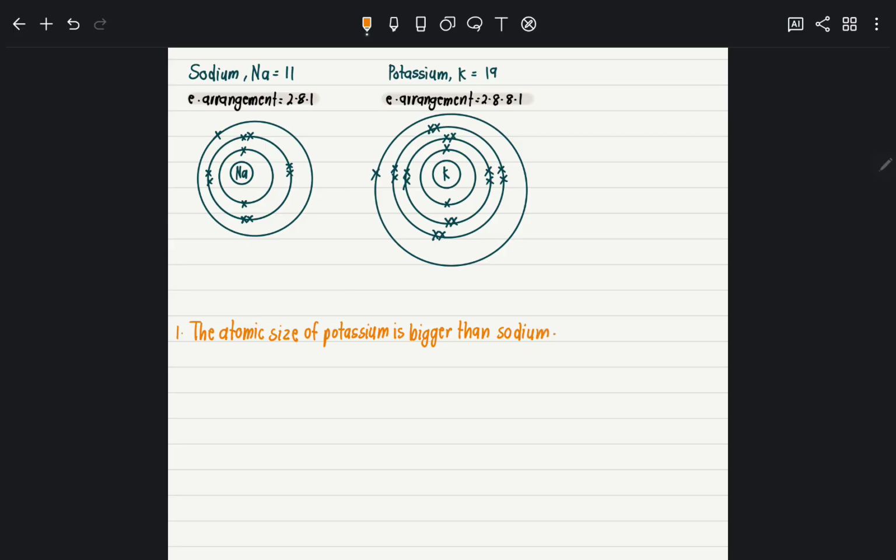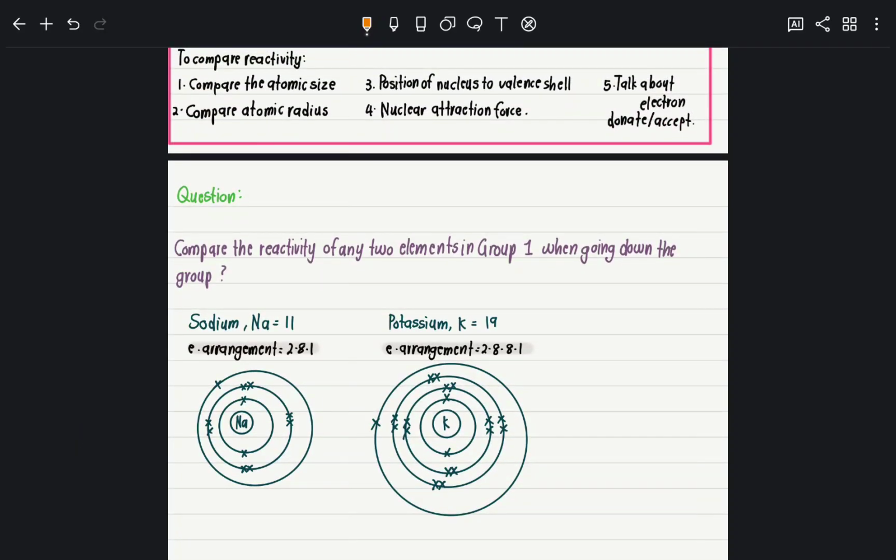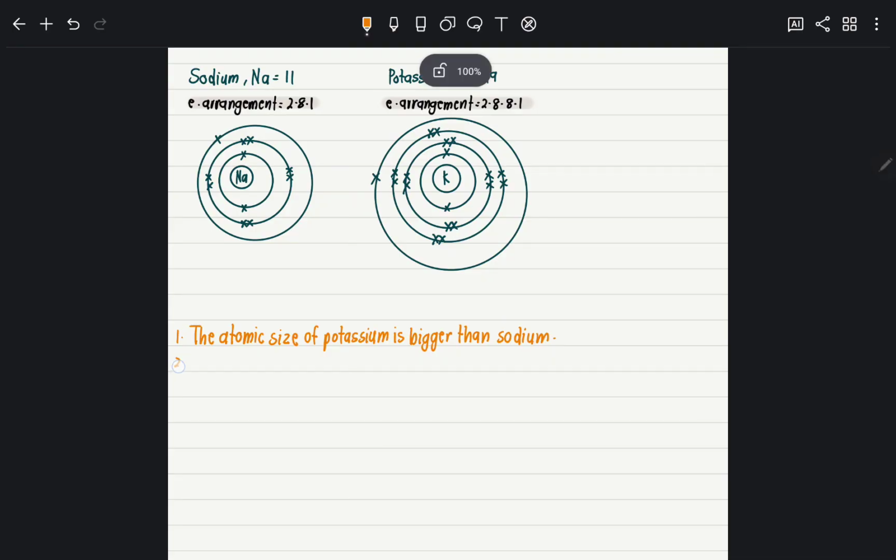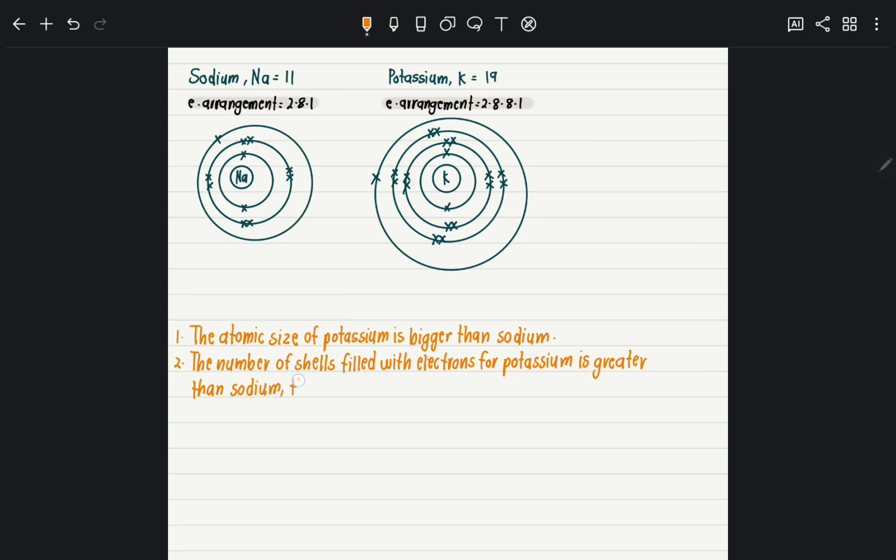So you have compared the atomic size. Enough. Then your next sentence is to compare atomic radius. When you want to compare atomic radius, it comes as a package. You have to compare with the number of shells filled with electrons. For which one is the number of shells filled with electrons higher, potassium or sodium? See the diagram, potassium. So the number of shells filled with electrons for potassium is greater than sodium.